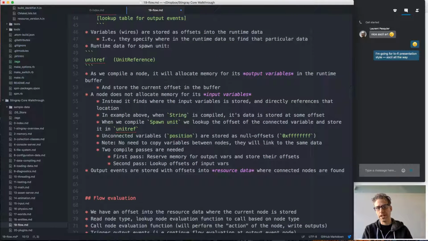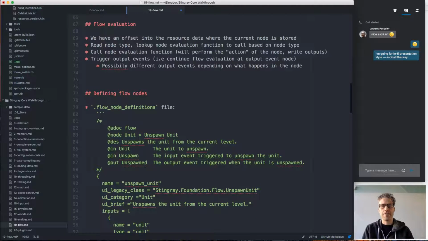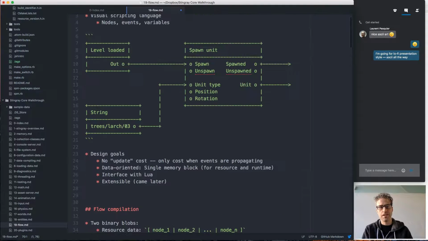So that's how we store the event connections. Now that we know how everything is stored, evaluating flow is kind of easy. To evaluate flow, we're starting at some node. We have an offset into this resource data that represents the node that we're currently evaluating. Might be the level loaded node here.